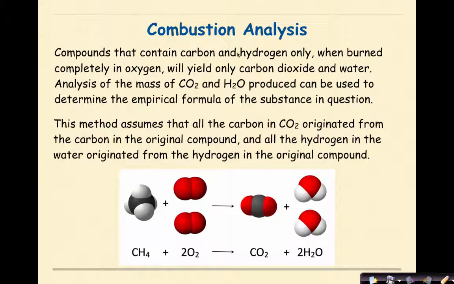Let's talk about combustion analysis. Compounds that contain carbon and hydrogen only, when burned completely in oxygen, will yield only carbon dioxide and water. Analysis of the mass of carbon dioxide and water produced can be used to determine the empirical formula of the substance in question. This method assumes that all the carbon in the carbon dioxide originated from the carbon in the original compound, and all the hydrogen in the water originated from the hydrogen in the original compound.